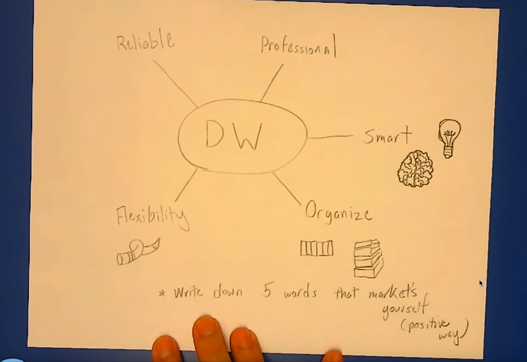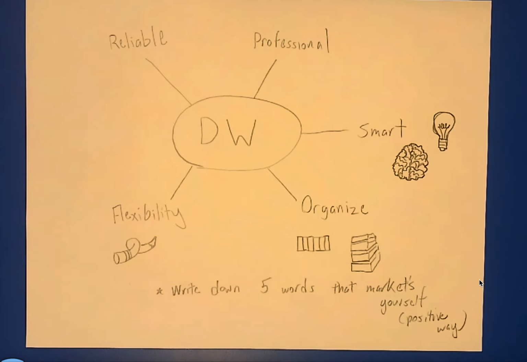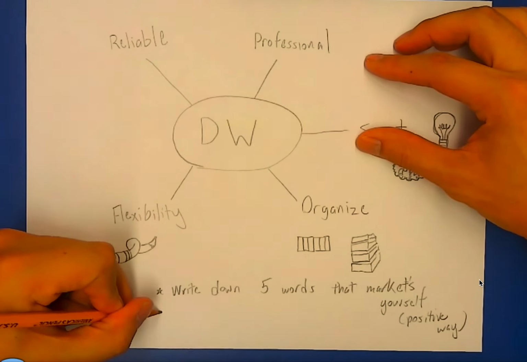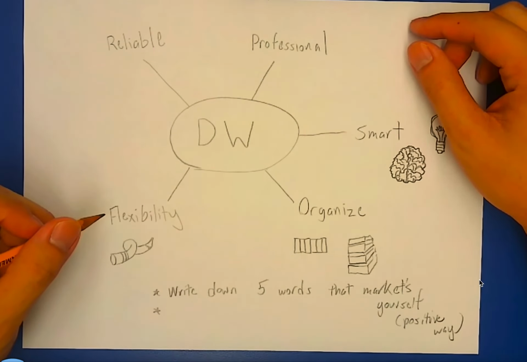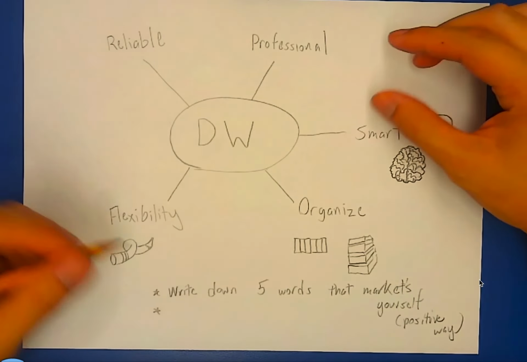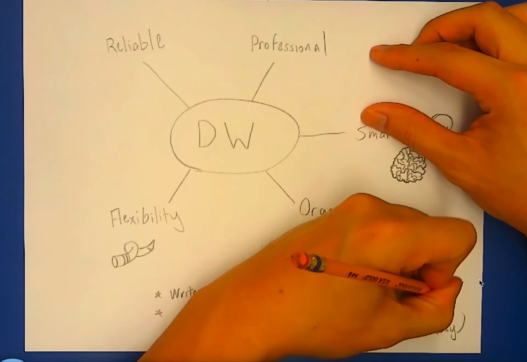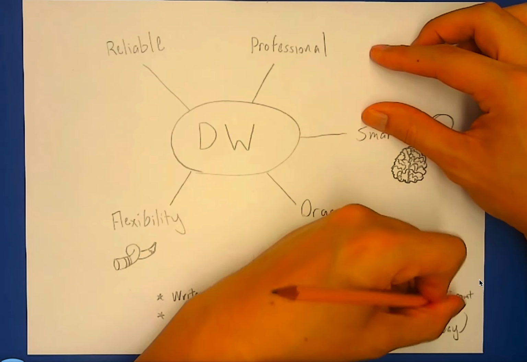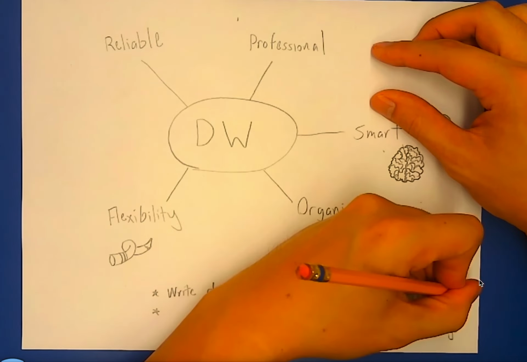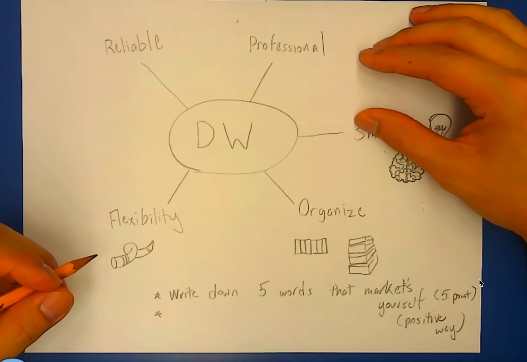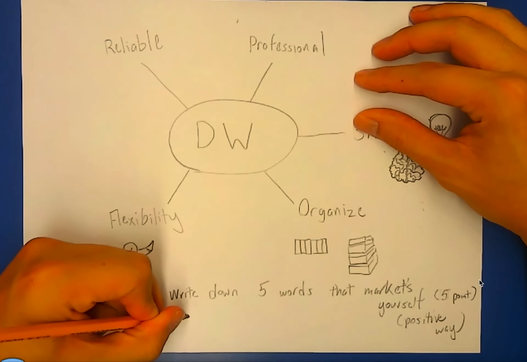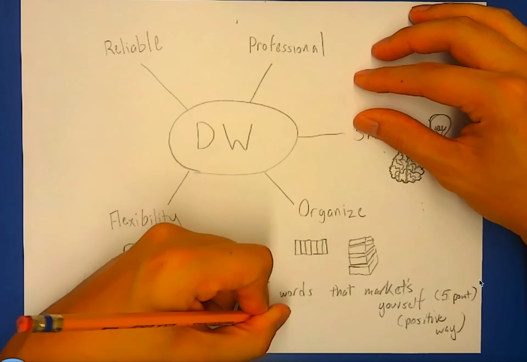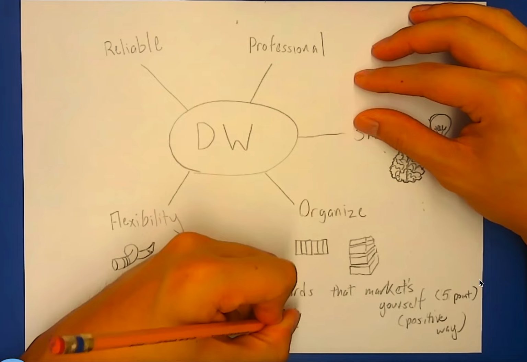In terms of designs, if you go into graphic design, it's all marketing pretty much. When you create a logo, you're marketing or branding something. So we're playing around with that idea. Write down 5 words that market yourself. That would be 5 points, or we can make it 10 points. We'll make it 5 points, and draw 5 small sketches for each word.